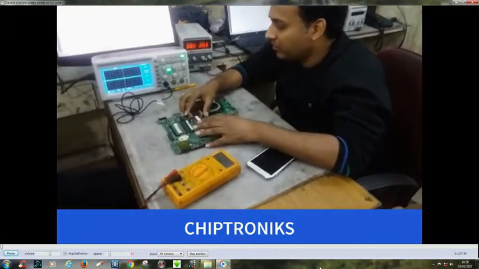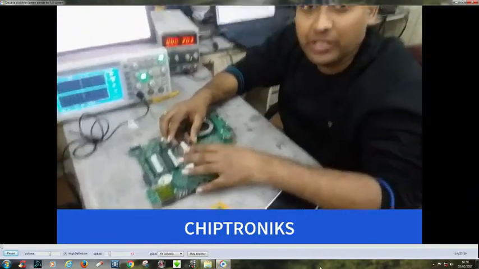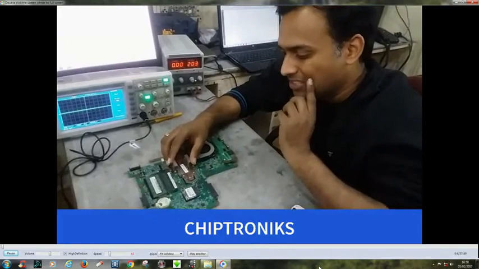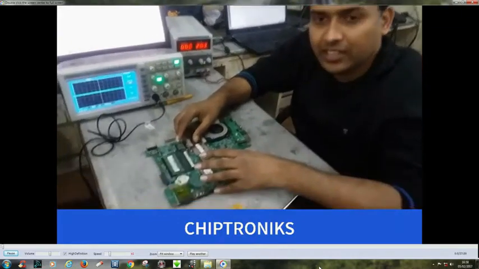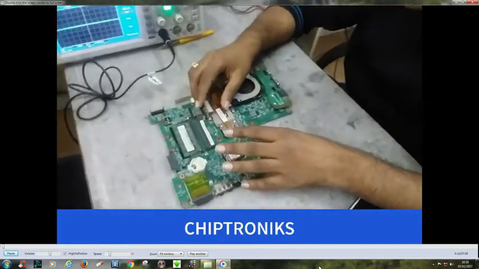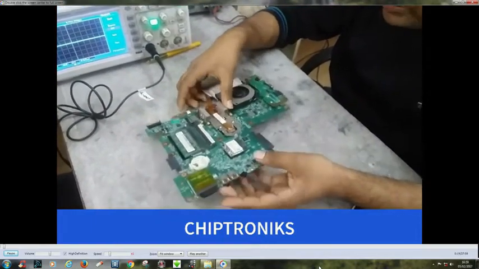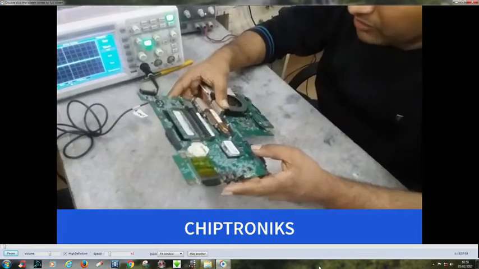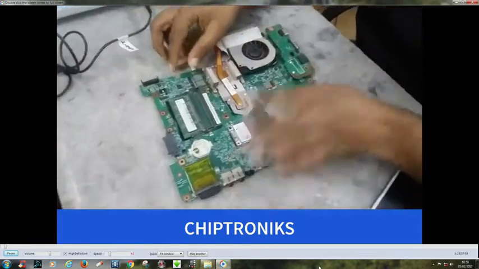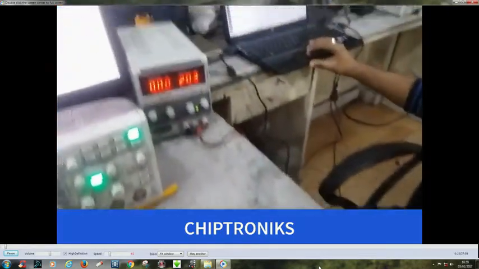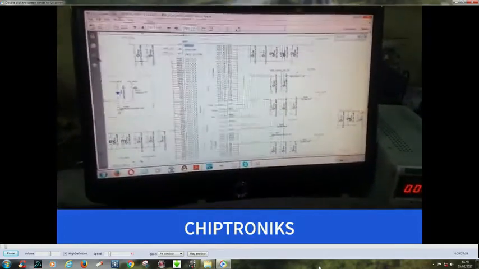We are going to cover everything that we have covered till now in theory. I have already explained the power sequence of ICH and PCH. So in this class I will show you everything practically. And I have taken one board, that is Dell 1545, and I have a schematic of this also, Dell 1545. So you can open the schematic.